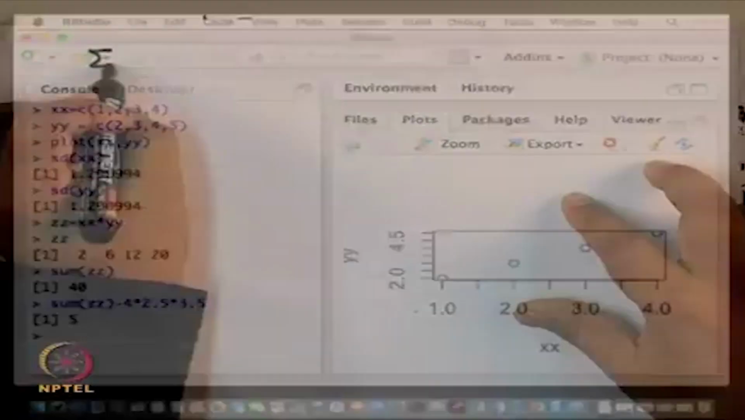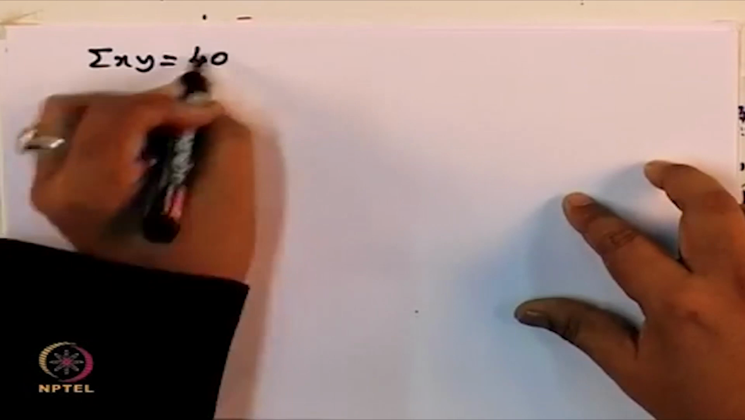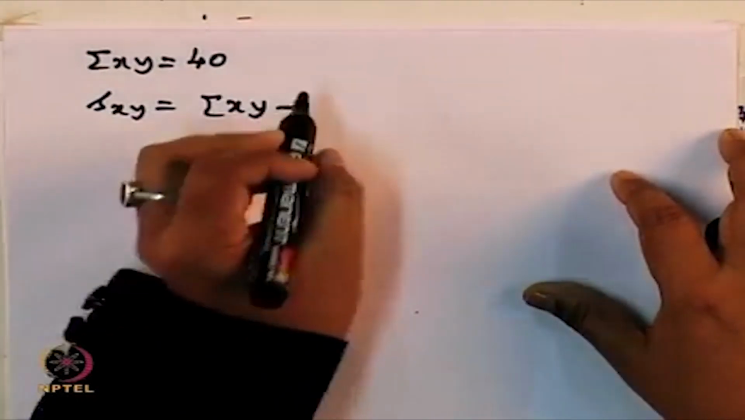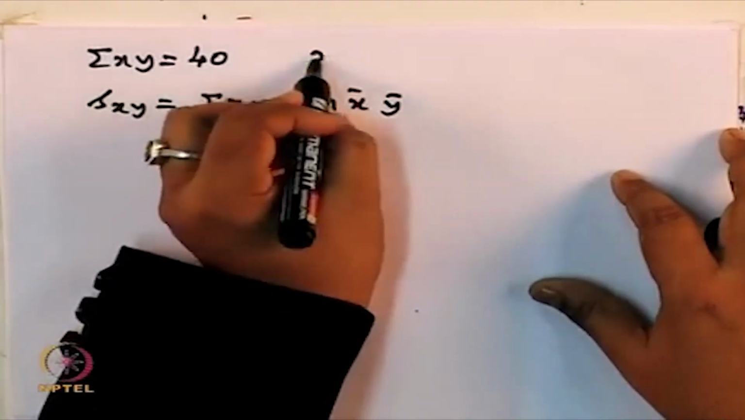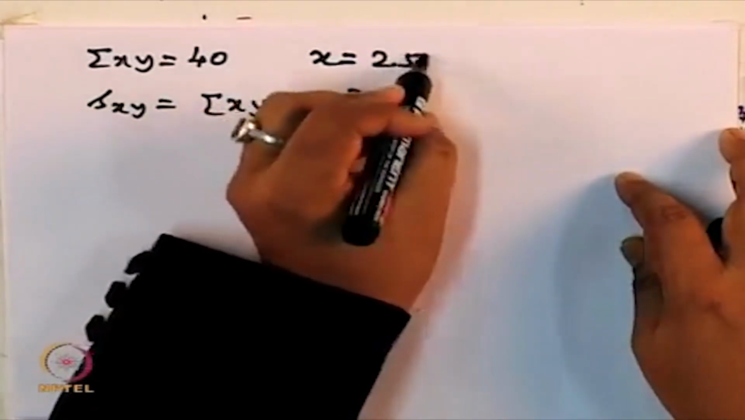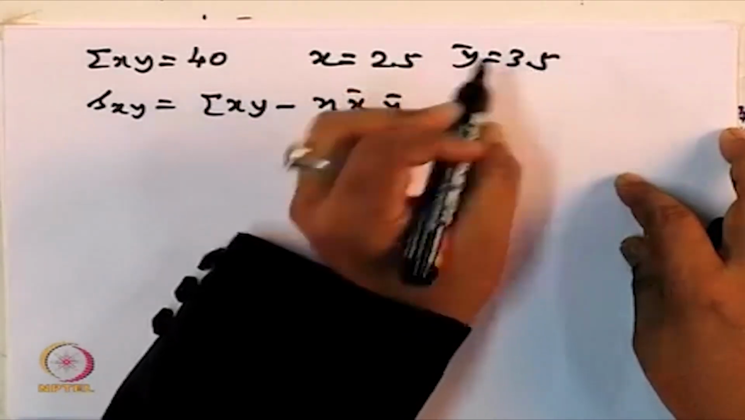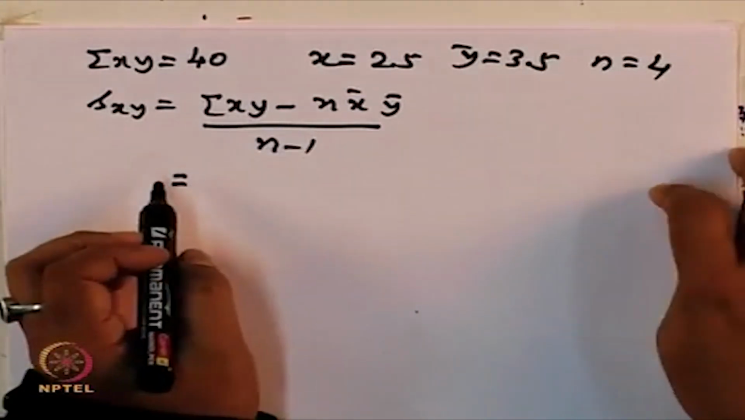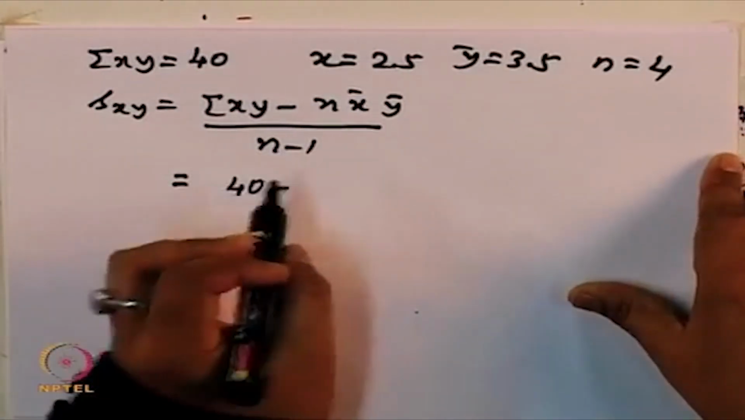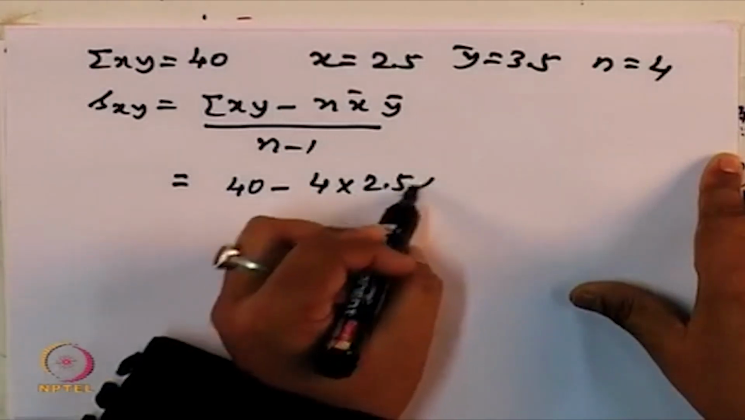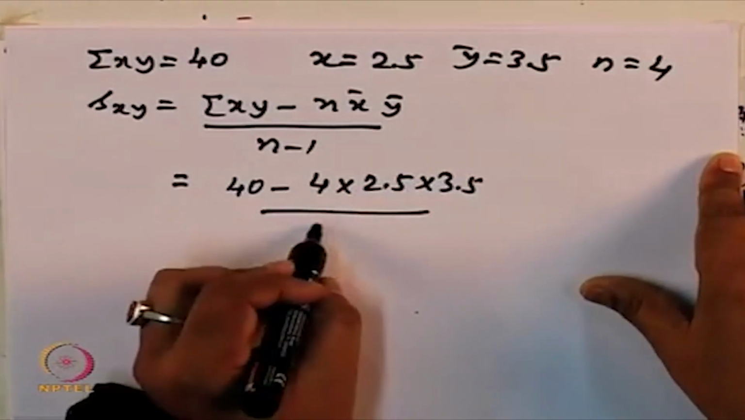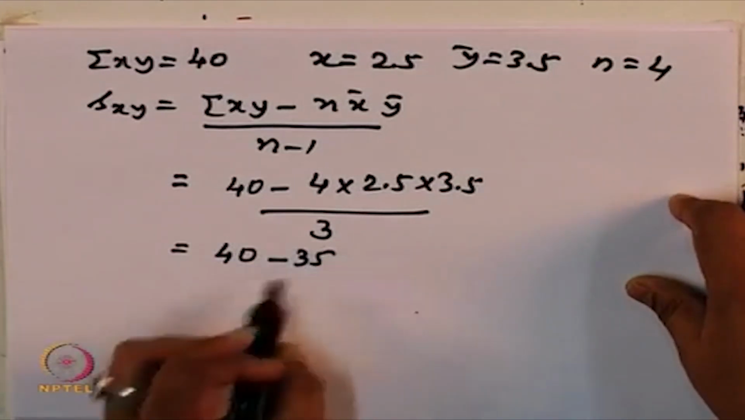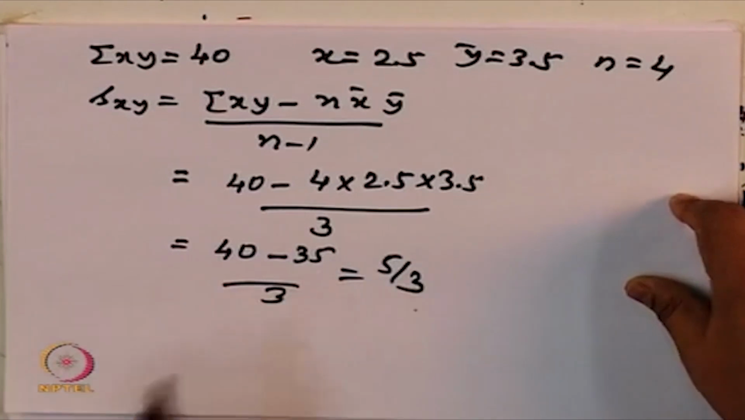So, I got summation xy equal to 40. Sxy is equal to summation xy minus n x bar y bar. I have calculated x bar equal to 2.5, y bar equal to 3.5, n equal to 4. So, I can calculate the value of Sxy as 40 minus 4 into 2.5 into 3.5, divided by n minus 1, which is 3. That is 40 minus 35 by 3, equal to 5 by 3.